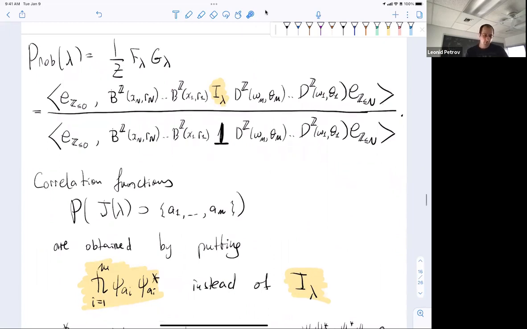Back to probability. The probability measure, which is defined by normalizing the product of F and G with all the parameters, can also be written as a certain matrix element in the Fock space. Here's what I'm doing. I take E_Z less than N, which is the configuration densely packed to the left of 0, and then there are N arrows to the right of 0, which are also densely packed. I start from that, then I apply a bunch of D operators, which gives me a G.